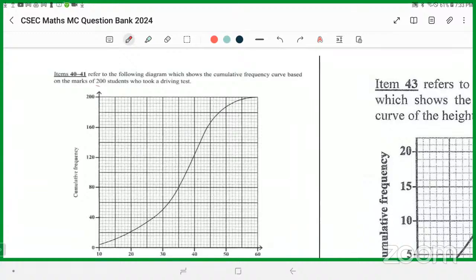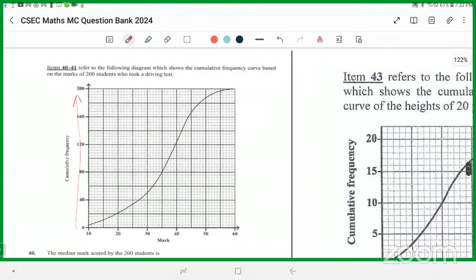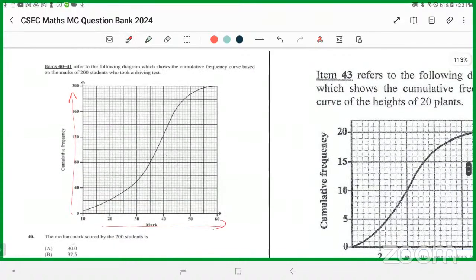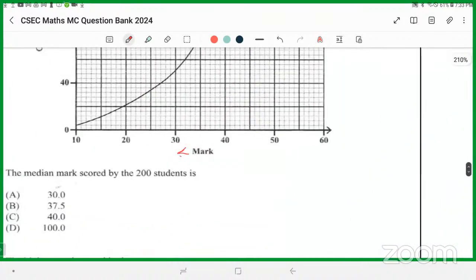All right, 200 is the total frequency, 200 here. Remember, these are your students up here. These are the marks that they get. Remember also that the graph really shows less than or equal to marks. You can show less than marks too, but this question is less than or equal to marks. I noticed they've been using that, right?